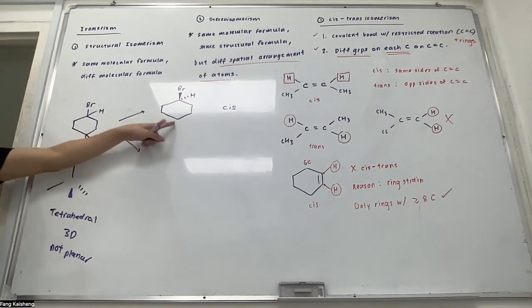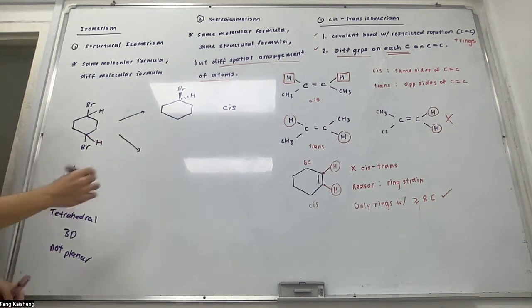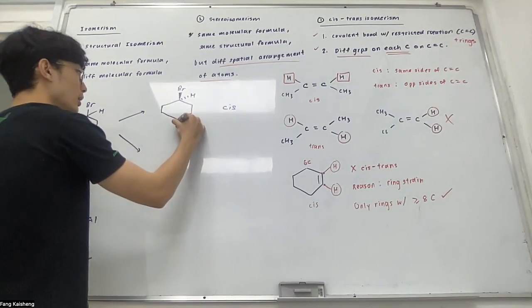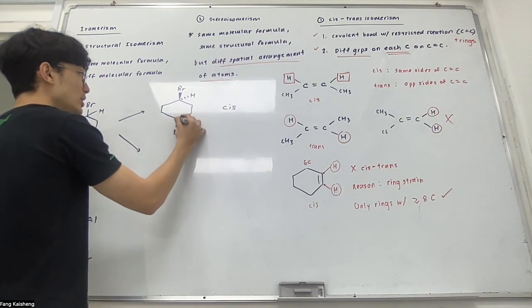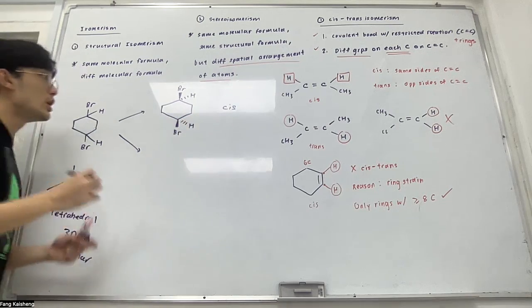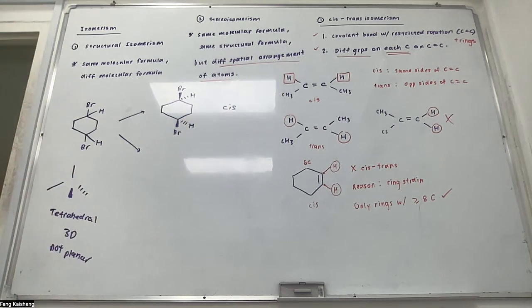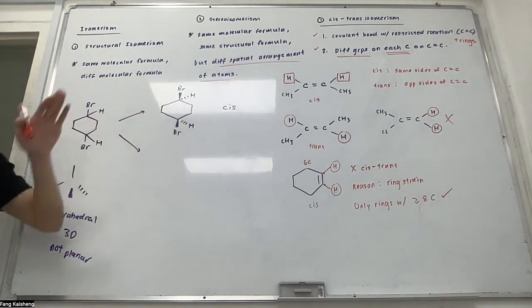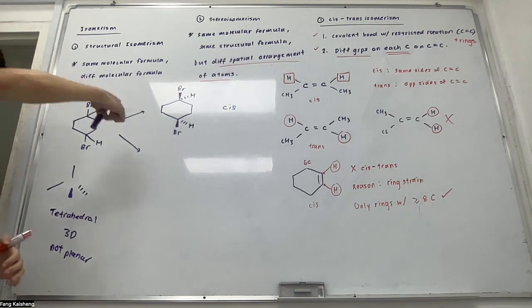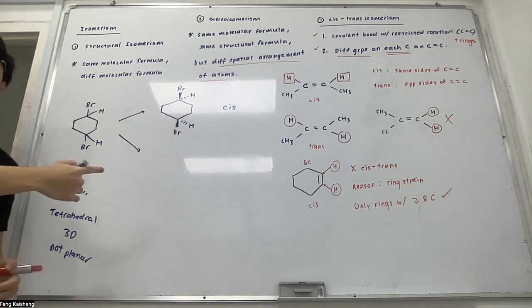And because it's cis, that means the opposite side must be the same as well. So the bromine must be solid, and then H is also dash. So why is this a cis isomer? It's because the H's are both facing inwards, which is the same.